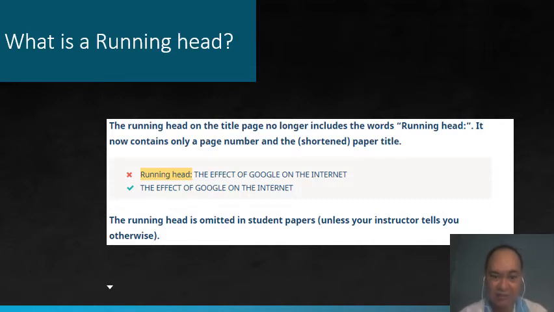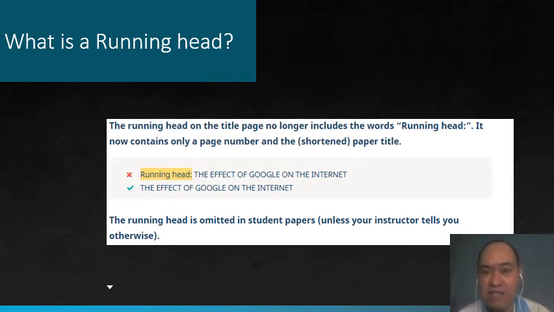A running head is a head on the title page that no longer includes the words "running head." Actually, a running head is one that says the title, for example, "Running head: The effect of Google on the internet." That is classified as the running head. In most classes, you can find this. For example, "the University of the Visayas: A study on..." is what we call a running head.